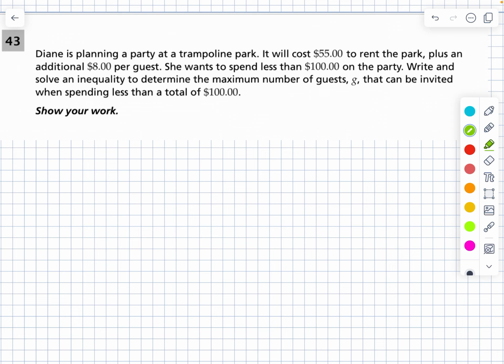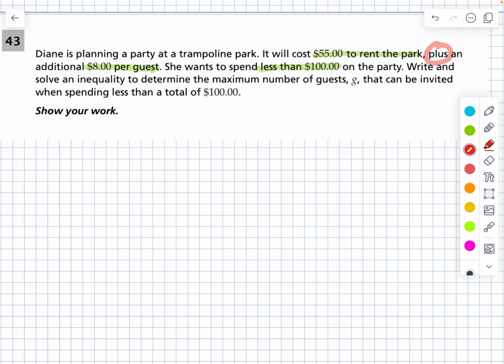Okay, so we've got this word problem, and oftentimes I need to go back and read it a couple more times before I really understand what they're asking for. So let's do that now, and I'm going to highlight all the things that I see that are important. Number one, it's going to cost $55 to rent the park, so that is a flat fee that she needs to pay. And then plus, well, that is a keyword, plus an additional $8 per guest. So we'll highlight that. She wants to spend less than $100.